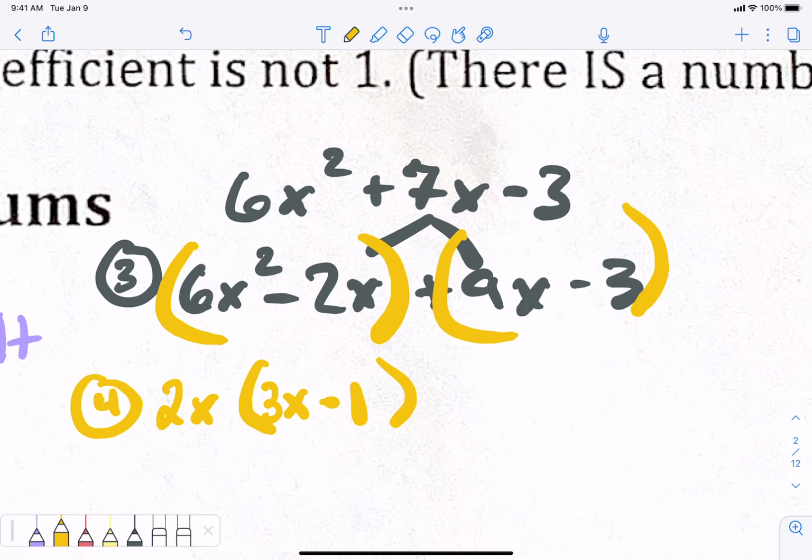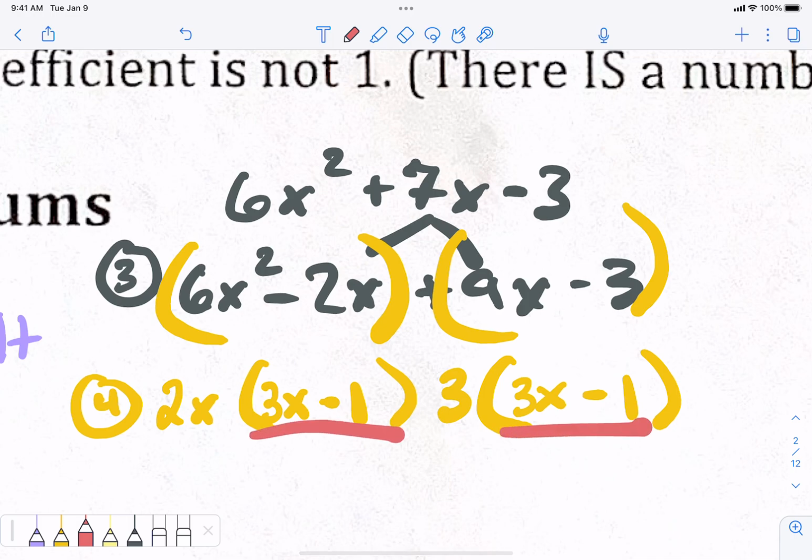Then let's go to the second piece. What are you going to pull out of 9x and minus 3? We're going to pull a 3 out, okay? Leftover is 9x divided by 3 is 3x, and negative 3 divided by 3 is negative 1. Okay, I know I did it right. Do you know how I know we did it right? You see this? Those two have to be exactly the same pieces, right? That's how you know you did it right, okay?